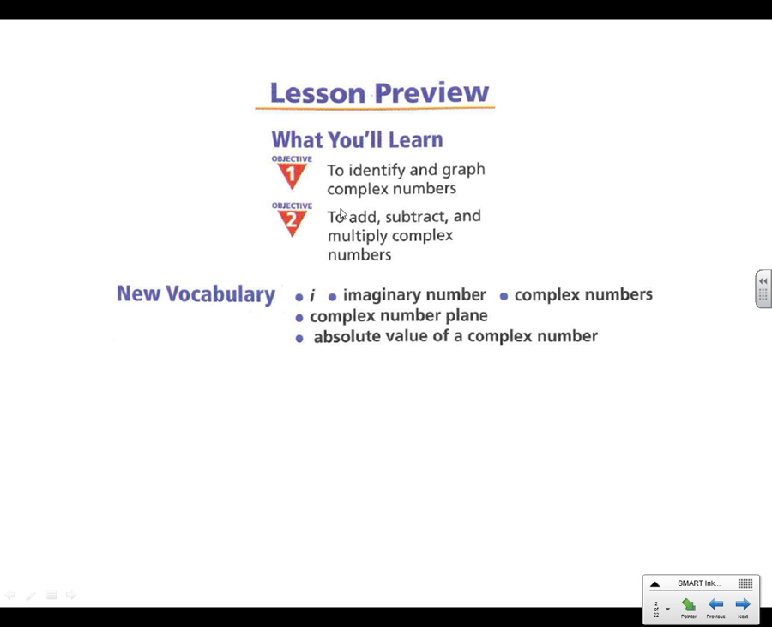So vocab: the number i, imaginary number, complex numbers, and then the complex number plane, and the absolute value of a complex number.